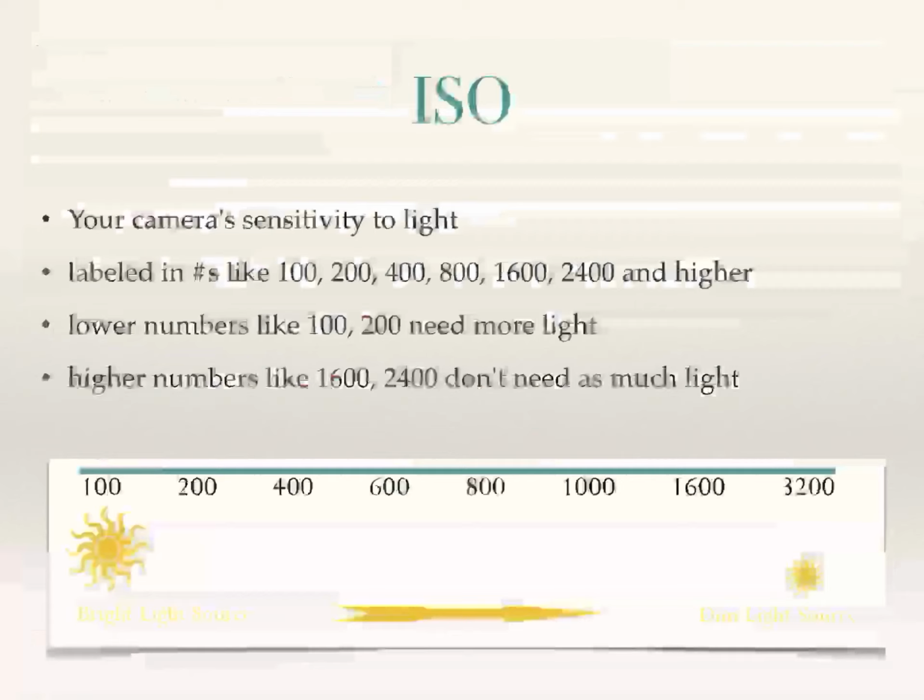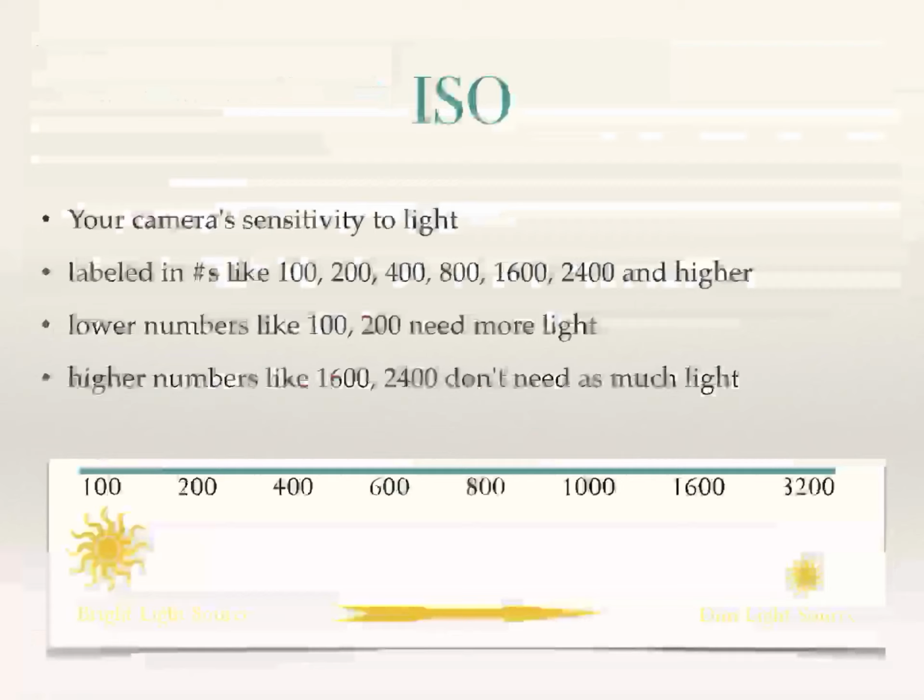It's labeled 100, 200, 400, 800, 1600, 2400, and even higher. Lower numbers like 100 or 200 need more light to take a decent picture. So back in the day when you used to buy film to shoot your photographs, we used to have to think about where we were shooting and what we were shooting. So say, for instance, I'm going to go outside on a nice sunny day and shoot some landscapes. I could then buy film at an ISO of 100 because I knew that there was going to be a lot of light in my situation and that the film would work well because there was a lot of light out there for my camera to capture.